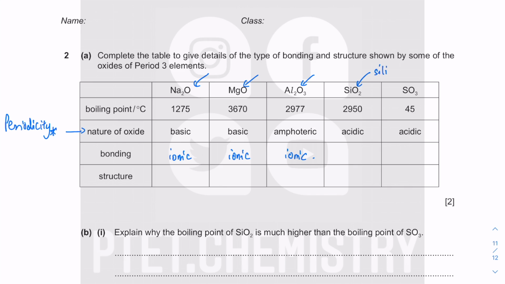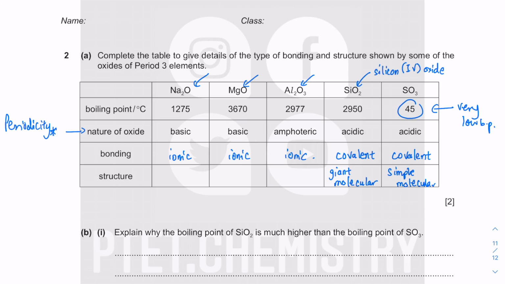SiO2 is the formula for silicon(IV) oxide. This is your case study, meaning you cannot afford to forget about it at all. This is actually covalent bonding, but its structure is giant molecular. SO3 is a covalent molecule. It's got covalent bonding, but it's actually simple molecular, because just looking at its boiling point, it is very low. Not very high, lesser than 50 degrees Celsius. It's very low, therefore telling you it's simple molecular.